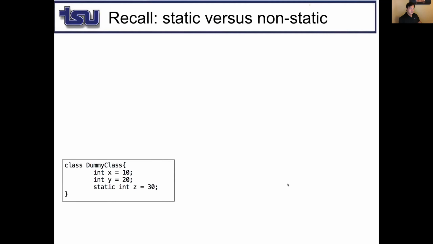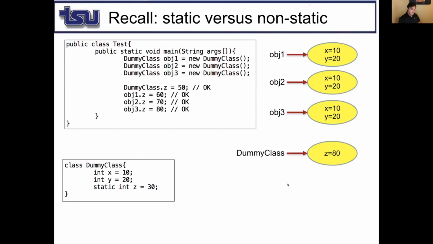Let's go to this example again. Now I'm trying to change Z. Is this okay? Can I say dummy class.z = 50? Sure, because there's only one Z. There is nothing to get confused. How about obj1, obj2, obj3.z? Well, still, since there is one Z, I can refer to it any way I want. There is no confusion. So this will be okay, this will be okay, this will be okay.